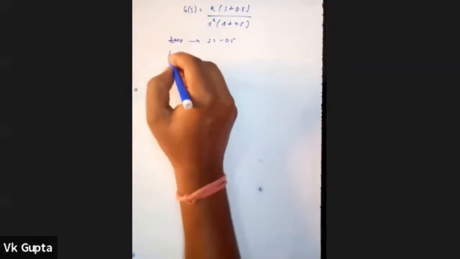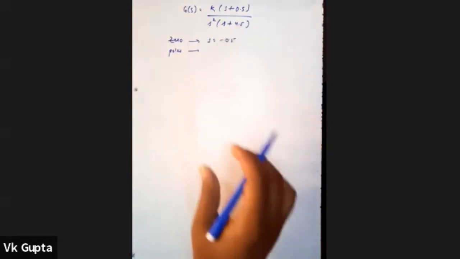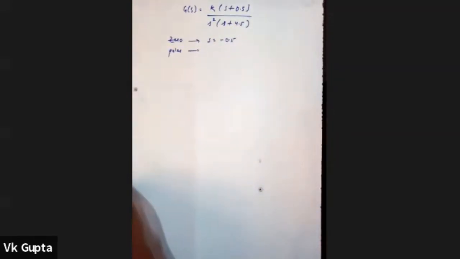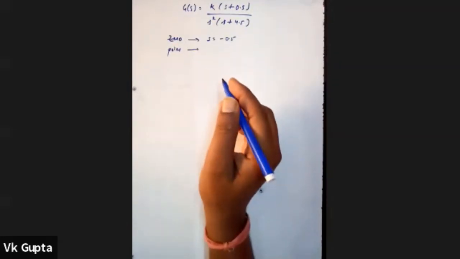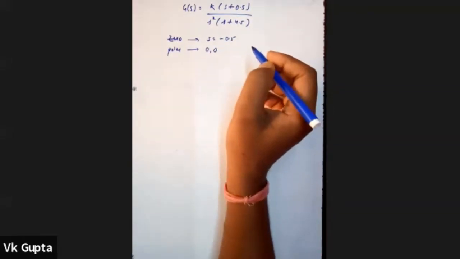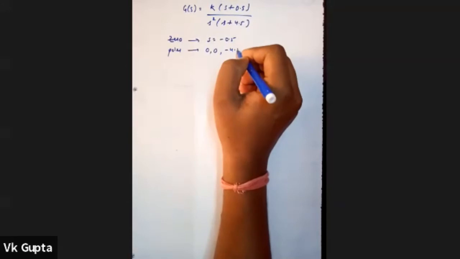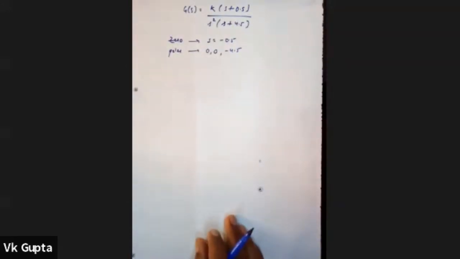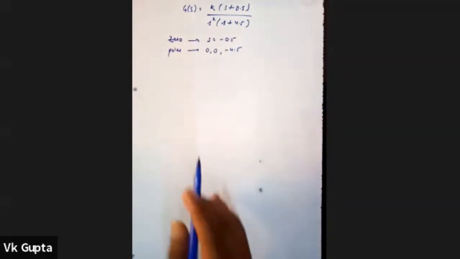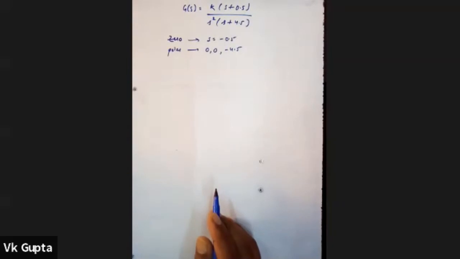And we have poles. Please tell me what the poles are. Sir, 0, 0, and minus 4.5. Yes, there are two poles on zero, and minus 4.5. Today's numerical is very important because we have two poles on the same location.